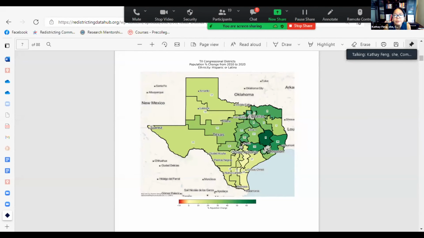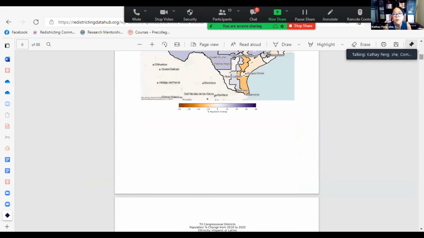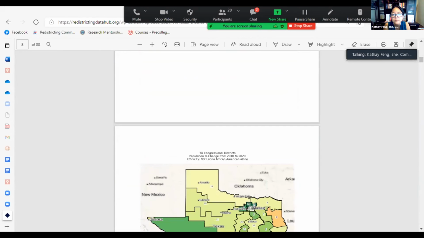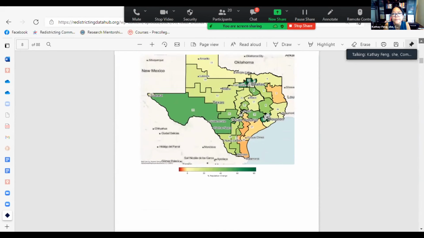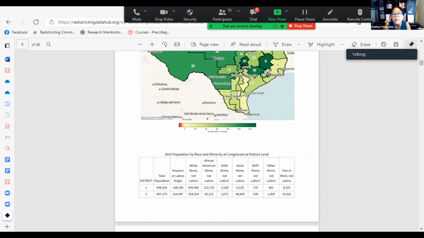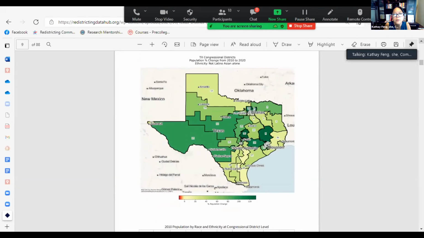I'm just going to keep going through Redistricting Data Hub's maps that they've drawn. This is one that's now starting to show percentage change by ethnicity or race. Here, this is showing where the greatest growth is for Latinos, or Latinx, or Hispanics, depending on what phrase you use and what state you're in. This is for African Americans. You can see darkest green is where you've got the fastest growing population. And then this is for Asian American non-Latino.